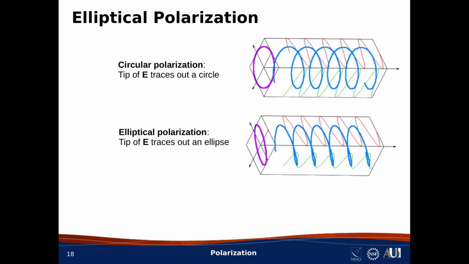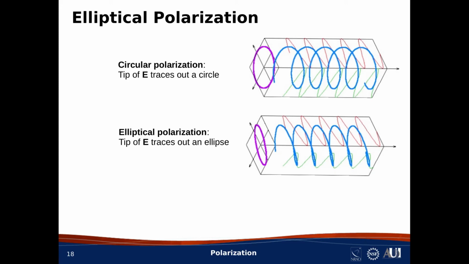Not surprisingly, the projection of the trajectory of the tip of the electric field vector is a circle. Here's that same process repeated for a wave which is elliptically polarized. Now we see that the projection of the trajectory of the tip of the electric field vector is an ellipse. In other words, if the magnitude of the electric field vector is constant as it rotates, we get circular polarization. If, on the other hand, the magnitude of the electric field vector varies as it rotates, then we get elliptical polarization. And that's really all there is to it.